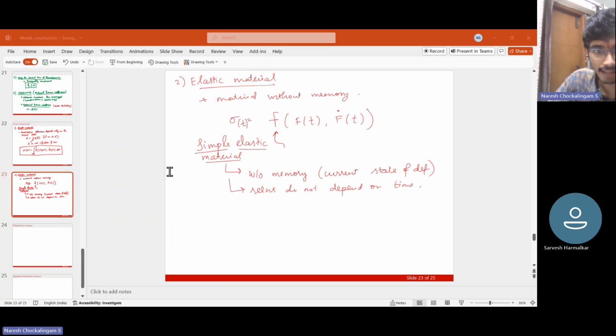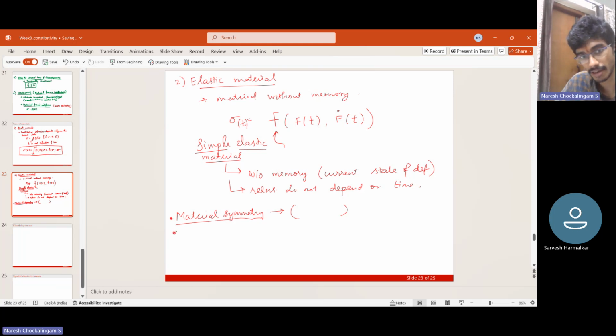Further, we can have different types of material symmetry. This will come up in next week's content. We can have different types of material symmetry, isotropic, transversely isotropic, etc., and they have certain other restrictions on the constitutive relationships. And then you have hyperelasticity, which is the only kind of material that will be considered in this course.